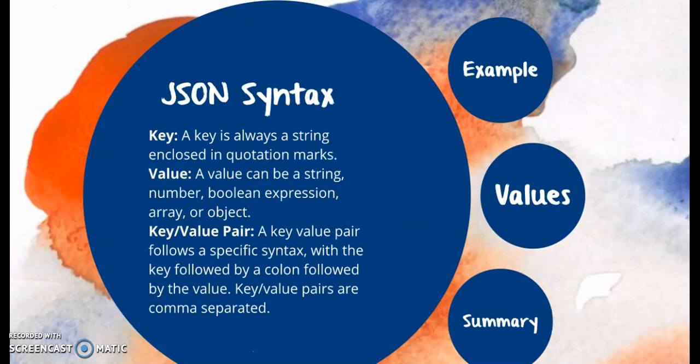So let's consider JSON syntax. The two primary parts that make up JSON are keys or names and values. Together they make a pair. A key or a name is always a string enclosed in quotation marks. A value can be a string, number, boolean, expression, array, or object, and a key-value pair follows a specific syntax, with the key followed by a colon followed by the value. Key-value pairs are comma-separated. Let's see an example.